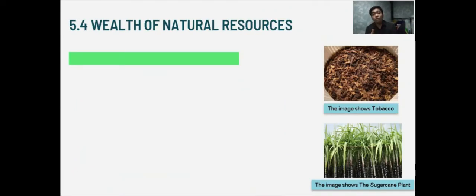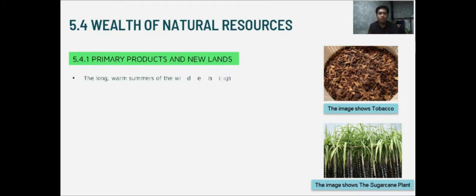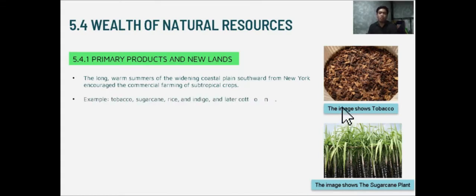So now let's move on to 5.4, which is wealth of natural resources. The primary product in the new lands was the long warm summer of the widening coastal plain southward from New York, which encouraged the commercial cultivation of subtropical crops. For example, tobacco, cane, rice, indigo, later cotton.